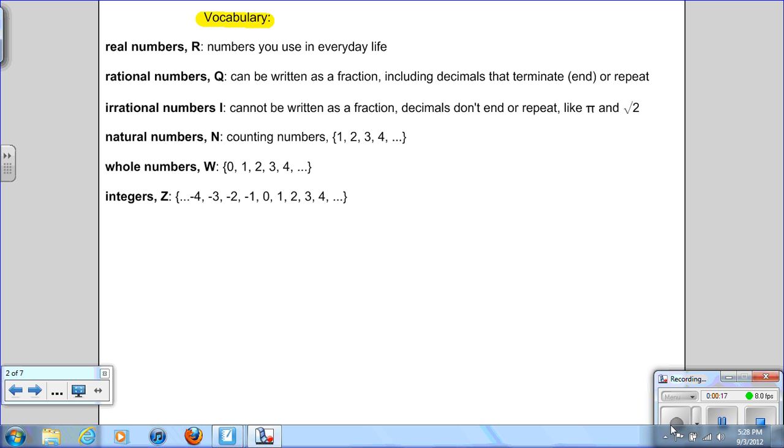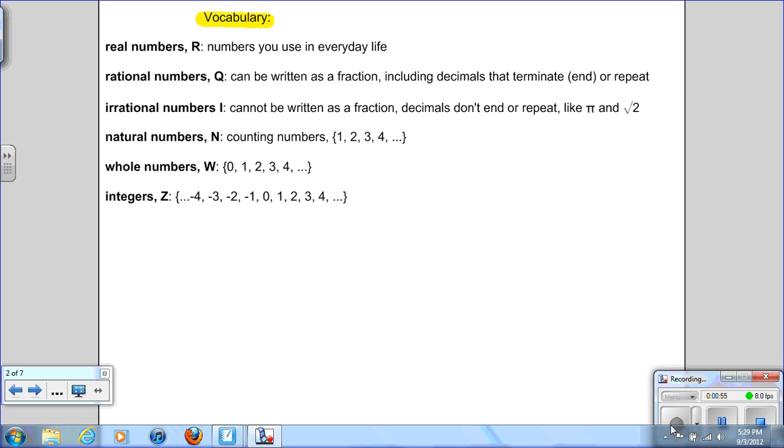The real numbers you can abbreviate with a capital R. These are the numbers we use in everyday life. All of the numbers you work with are real numbers. Rational numbers, we use a capital Q to denote this group. Rational numbers are anything that can be written as a fraction, including decimals that terminate or end, and decimals that repeat. So if you think about this, the decimal 0.25, we can write as a fraction 1/4, so that's a rational number. The decimal 0.6 repeating, we can write as the fraction 2/3, so that's also a rational number. Decimals that terminate or repeat are rational.